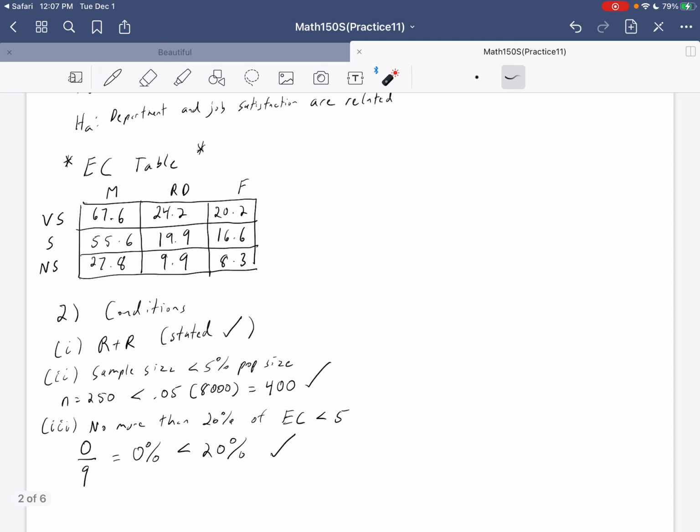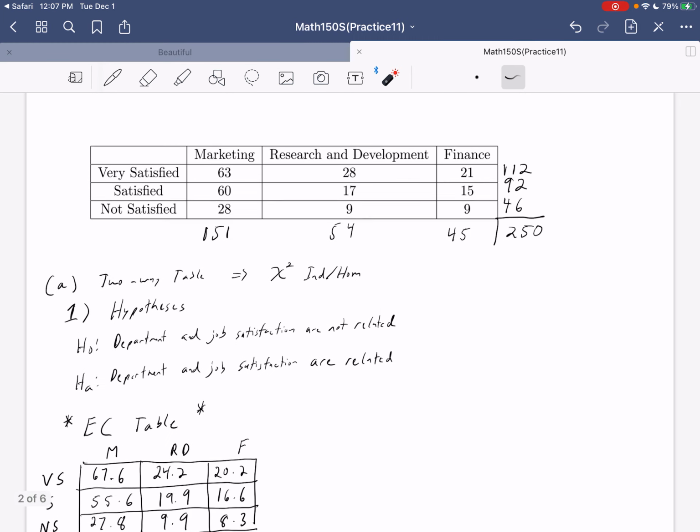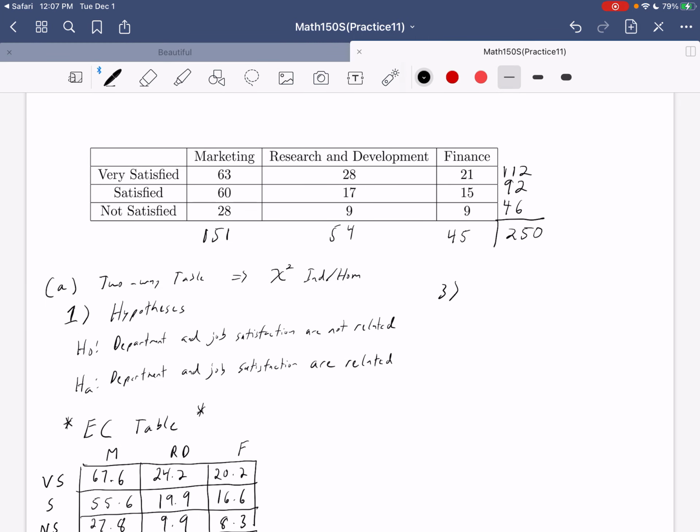All right, let's move on to our test statistic then. So we'll go over here for our test statistic. Remember, this is one of the more computationally intensive ones. So what type of test statistic are we calculating? Is it T or Z? Well, it's not. It's actually the chi-squared statistic.